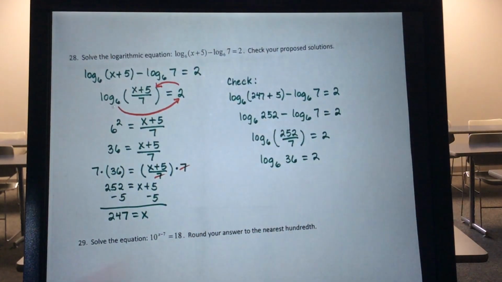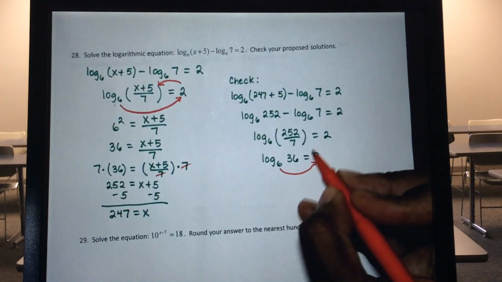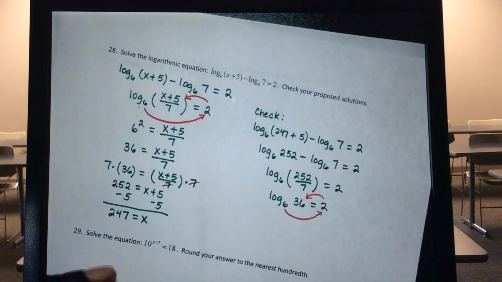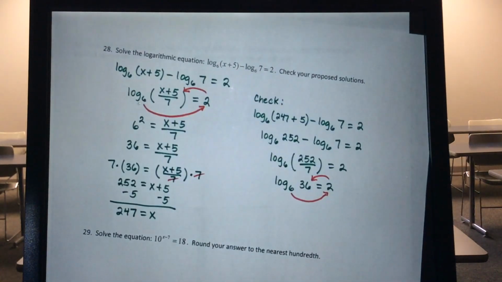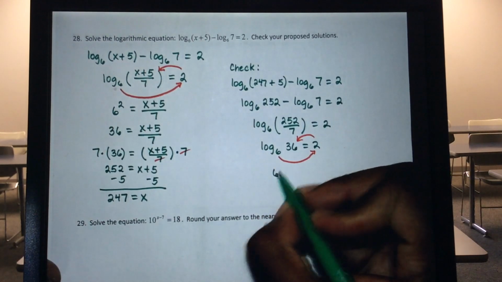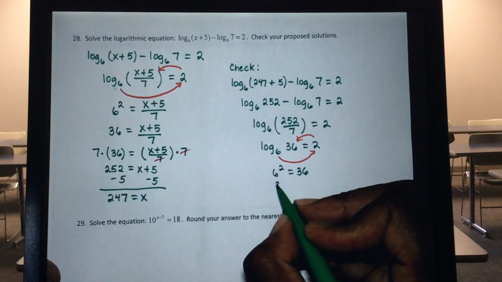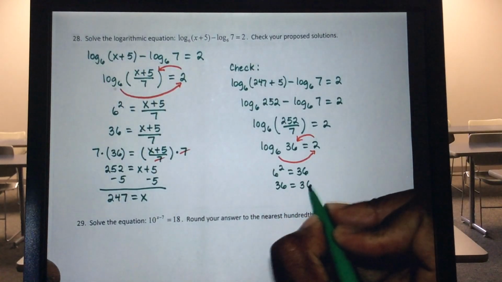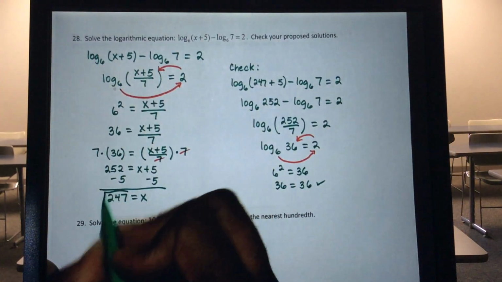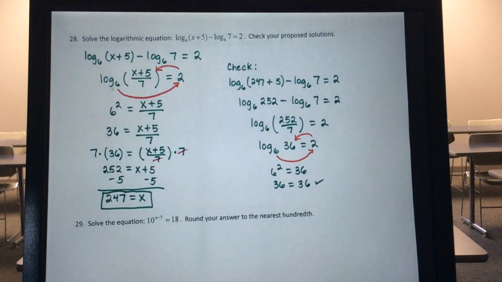Then convert this into its equivalent exponential form. 6 to the second equals 36. If you square the 6, you will get 36, which is the same. So x equal 247 is the solution to that logarithmic equation.